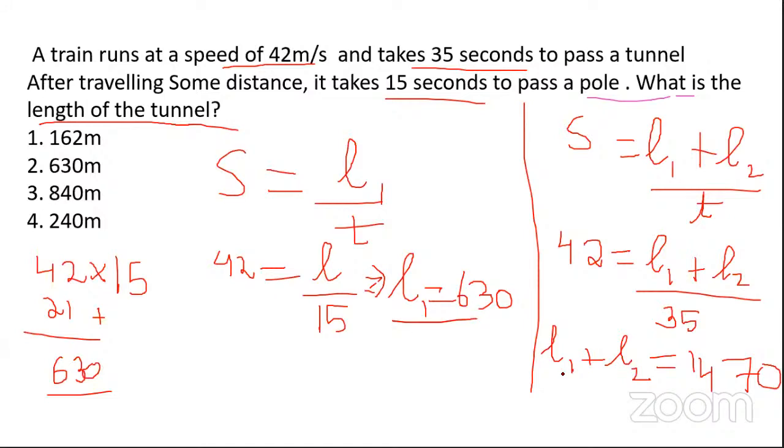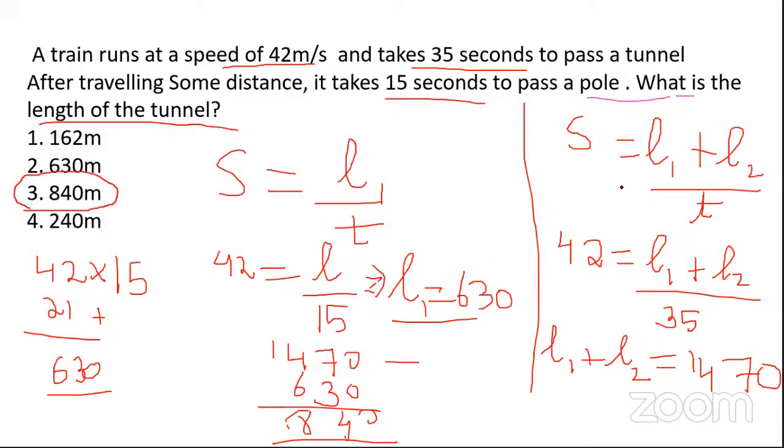Okay. Substitute this L1 in here. You will get L2. That is 1470 minus 630. 0 here, 4 here is 8. So answer is 840. So option 3 is the answer. That's it. Understood, students? So have a glance.